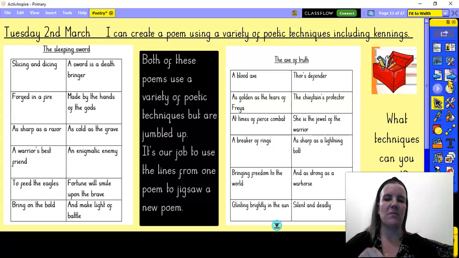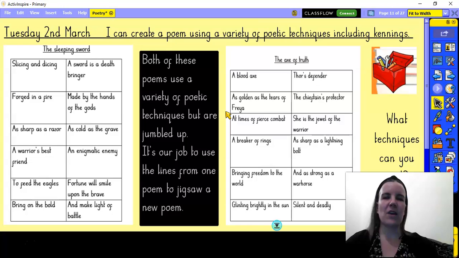This type of poem is called a jigsaw poem, and you'll see why in a moment. I'm providing you with 2 different titles of a poem, and today you're going to be choosing which one you want to do. You might want your poem to be called The Sleeping Sword, or you might want your poem to be called The Axe of Truth. Can you see we've got a Viking theme to our poems? That's right, at the end of the week you will have written your very own Viking poem. We're going to use Viking weapons as the theme, as the context for our writing.